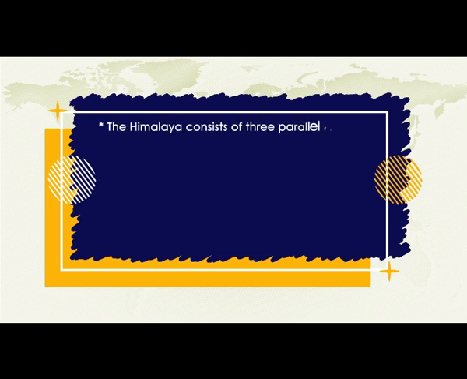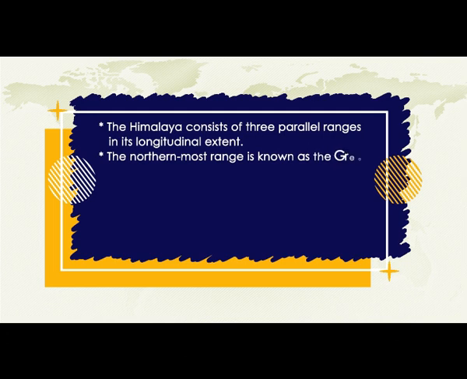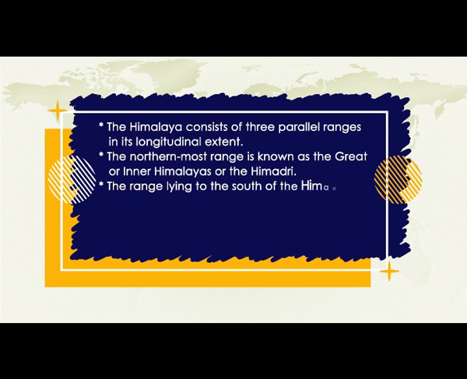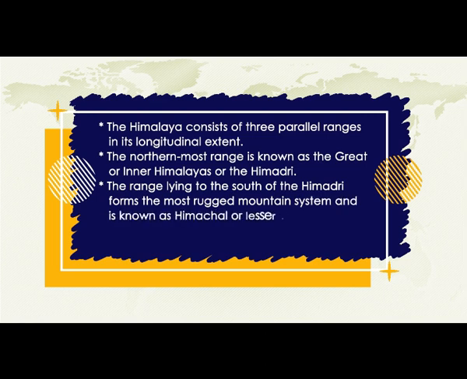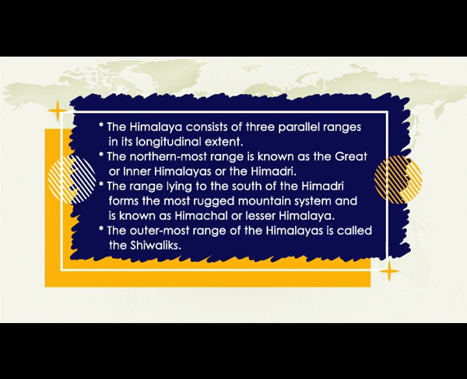The Himalaya consists of three parallel ranges in its longitudinal extent. The northmost range is known as the Great or Inner Himalayas or the Himadri. The range lying to the south of the Himadri forms the most rugged mountain system and is known as Himachal or Lesser Himalaya. The outermost range of the Himalayas is called the Shivaliks.